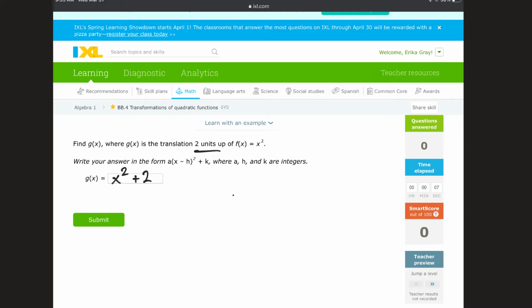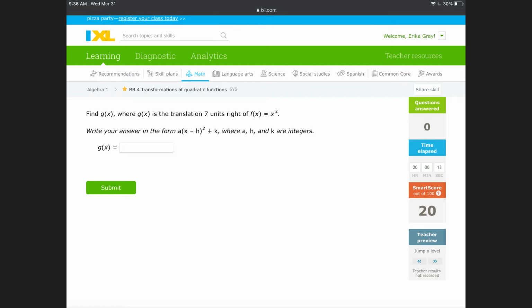Actually, if I were going down 2, my equation would look like this: y equals x squared minus 2. Oh, well, they're using g of x, so switch that to g of x, just for consistency's sake. And that's what it would look like if you're going up would be here, down would be here. Let's move on.